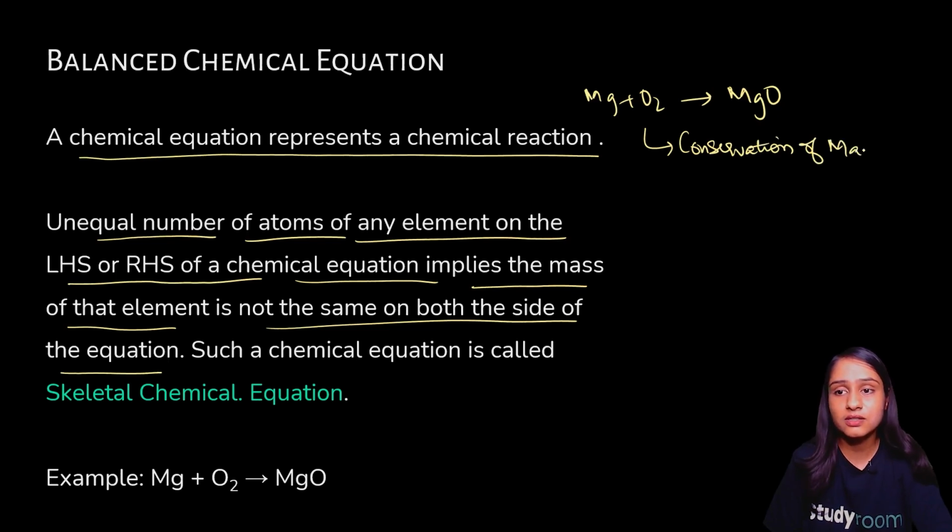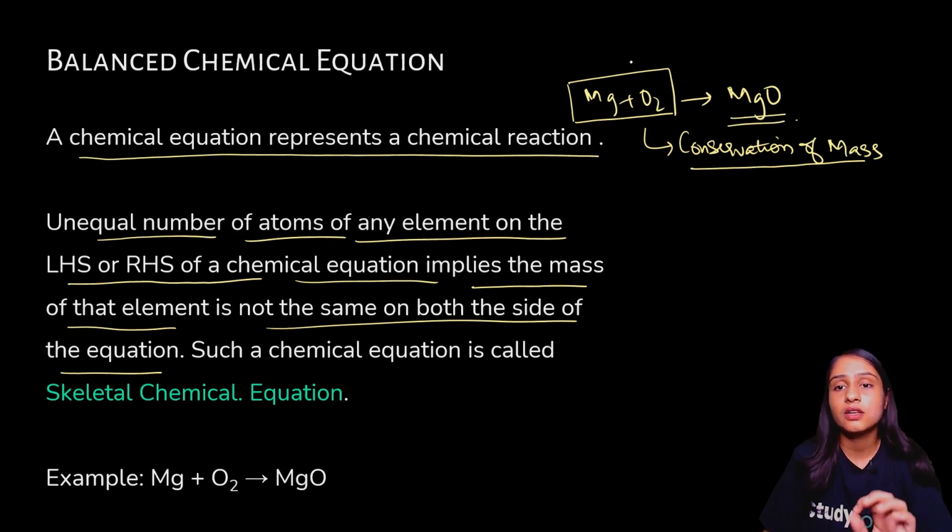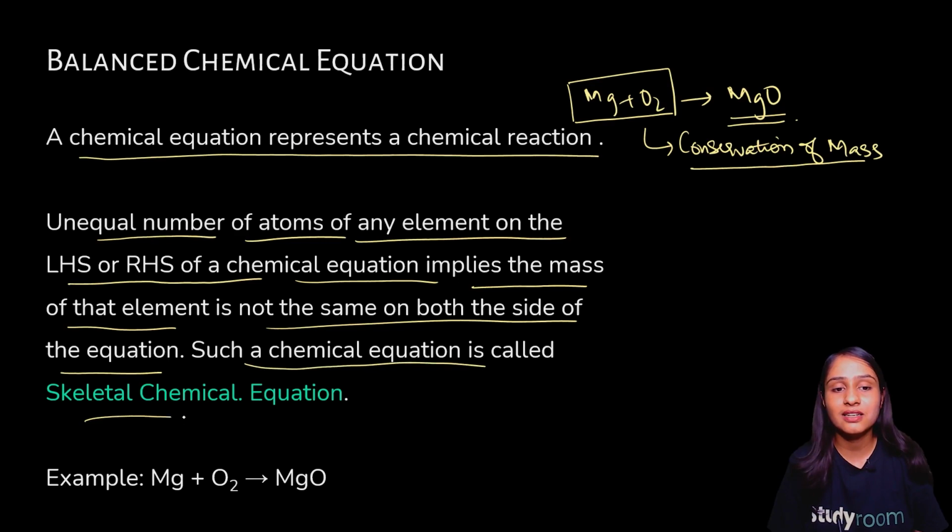Conservation of mass signifies that mass can neither be created nor be destroyed. So the number of atoms of each element present in the reactant shall be equal in the product. The number of atoms of each element in the reactant should be equal to the number of atoms of that element in the product. This is the universal truth and this can't be changed. Such a chemical equation is called a skeletal chemical equation. Okay, example this. Got it?